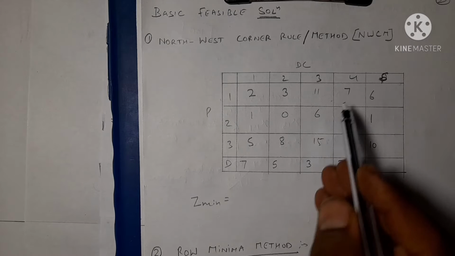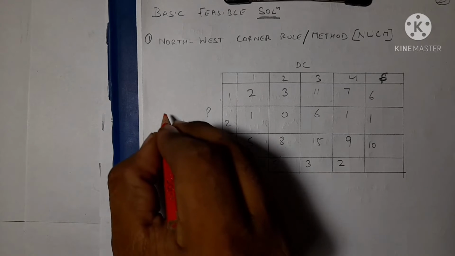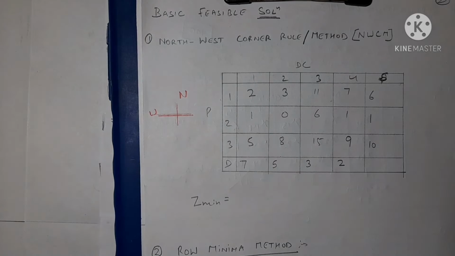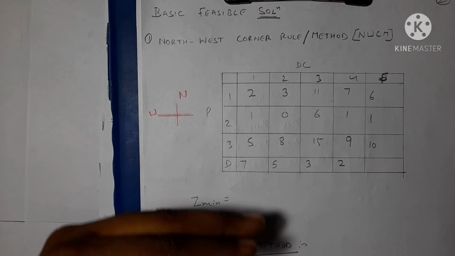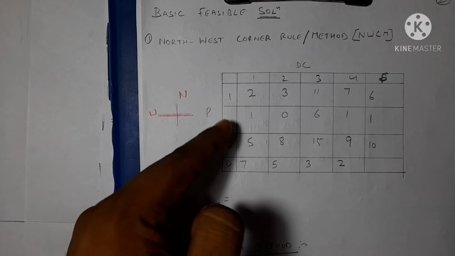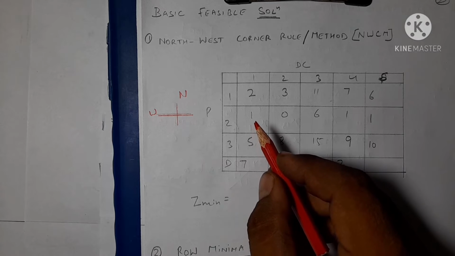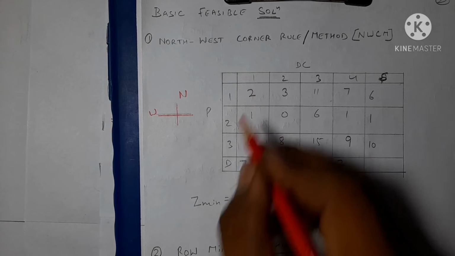Okay, this is already given, that's why we plotted earlier. No need to waste the time. Here for the northwest corner method we are just plotting the directions. I am taking north on this side, west on this side. Northwest stands for upper side and left side, means upper left corner. Upper left corner is which one? 2. Good. This is 2.